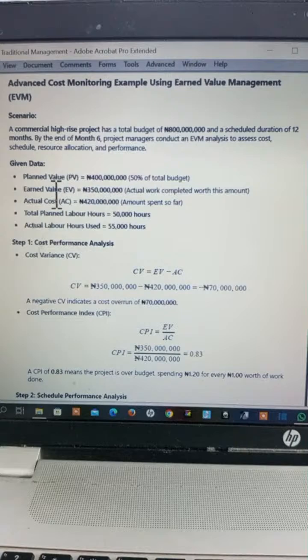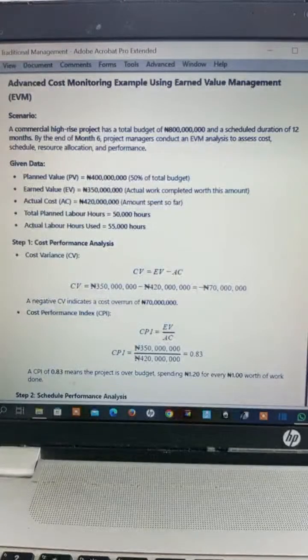Remember, the plan is 400 million against 800, that is 50% of that total budget. And the earned value is 350 million, which is actually the actual work completed. The actual cost is 420 million, which is the amount they have spent so far.